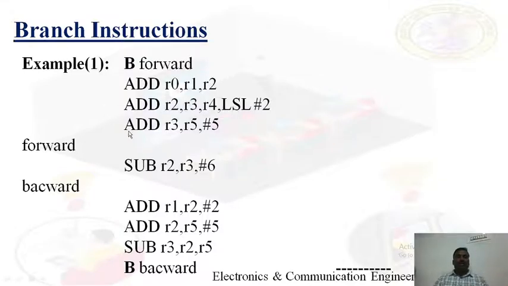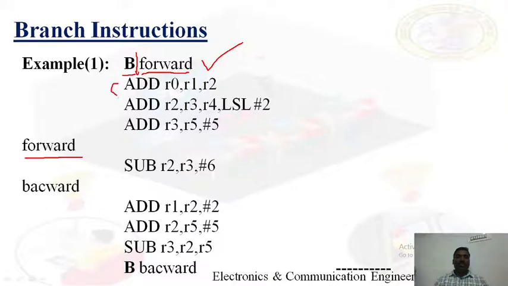Now look into this first example. Here B is nothing but an instruction. Remember, B is an instruction. Forward is a label. So the label comes here, so it means B forward. There is no condition applied here, so this is an unconditional jump. So the jump always takes place.